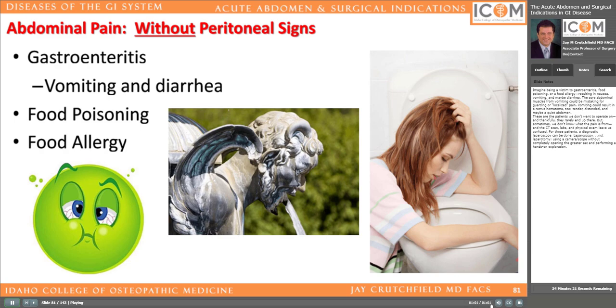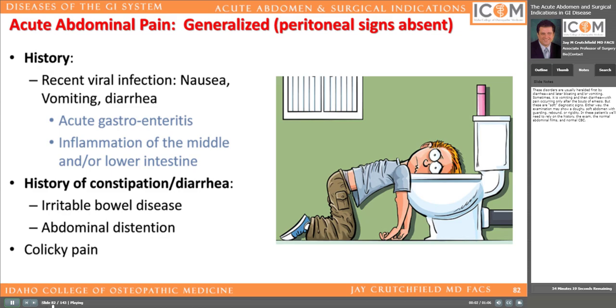Acute generalized abdominal pain can usually occur with a recent viral infection, such as acute gastroenteritis. In these patients, they can present with nausea, vomiting, and diarrhea, and those with a history of alternating constipation and diarrhea, which has occurred over a long time, can be a sign of irritable bowel disease. These patients can also have some abdominal distension, and the pain can be described as colicky.